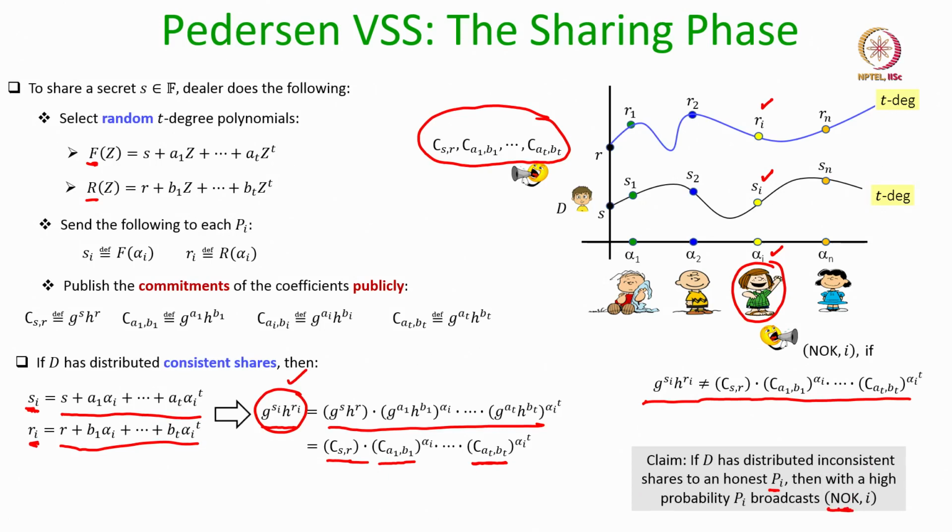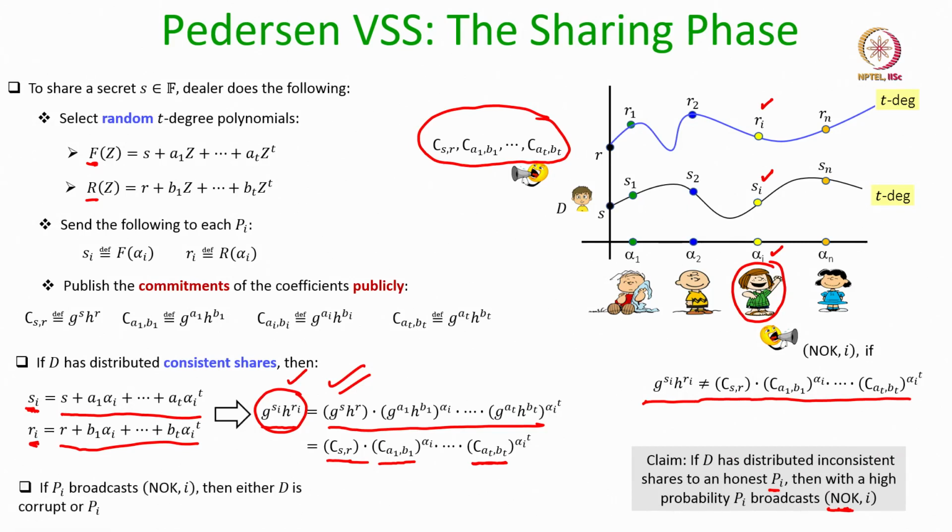Because it might be possible for a corrupt dealer to break the binding property of the commitment scheme, and if it is possible for the dealer to break the binding property of the commitment scheme, then even though it might have given inconsistent shares to Pi, this check may end up getting passed. But what is the probability that a corrupt dealer can break the binding property of the commitment scheme? It is very small, assuming that it cannot solve a random instance of discrete log.